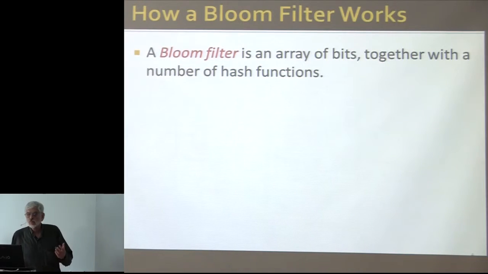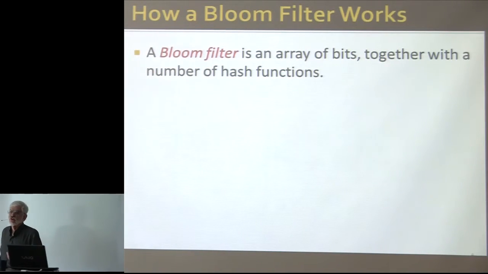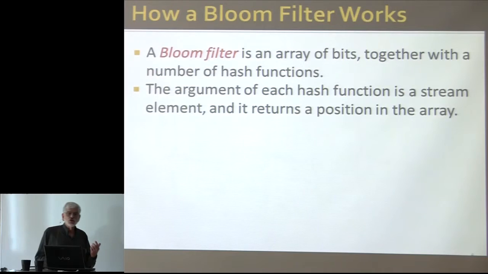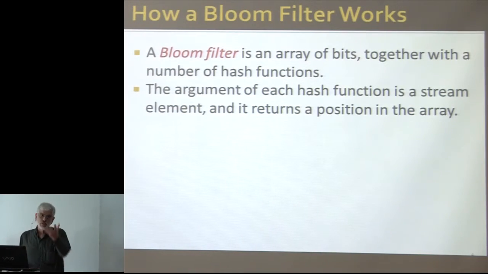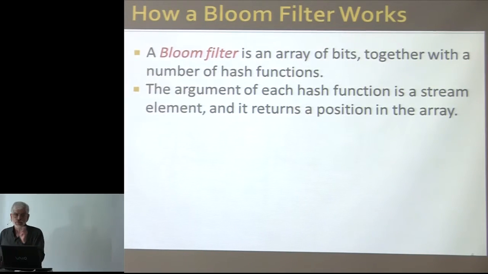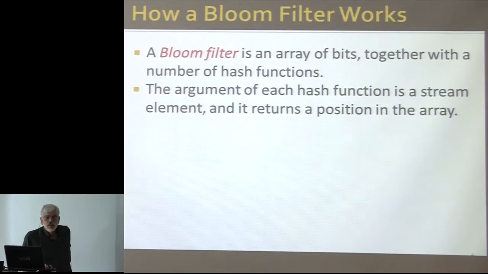Okay. So the Bloom filter, you just think of it as a very long array of bits, and you have one or more hash functions. The hash function will take an element in the stream, let's say like a URL, and it returns a position in the array, presumably equally likely to return any position.